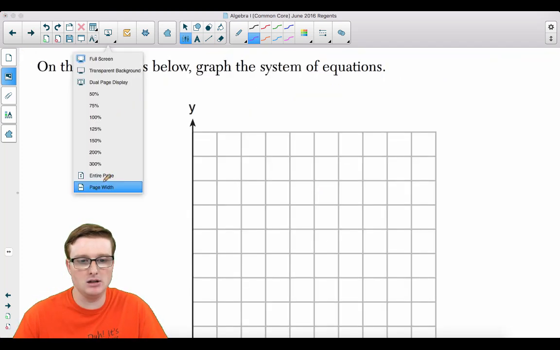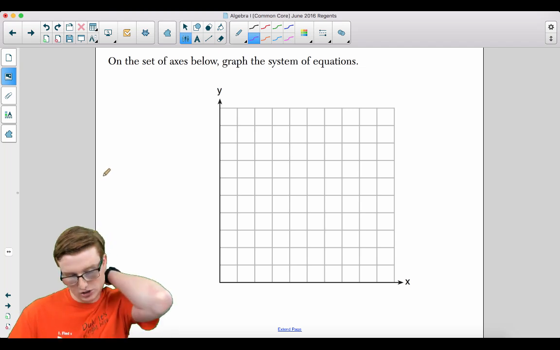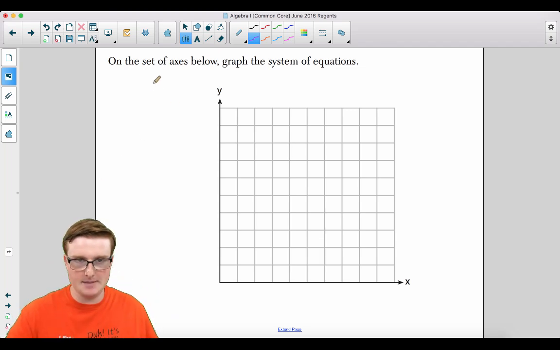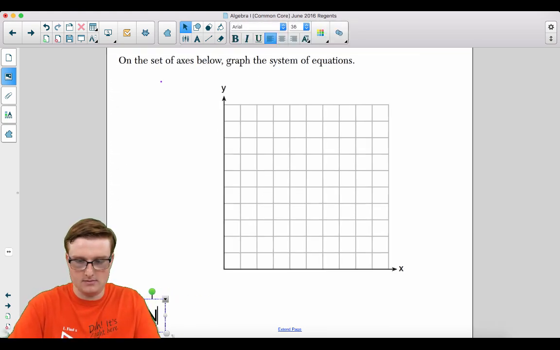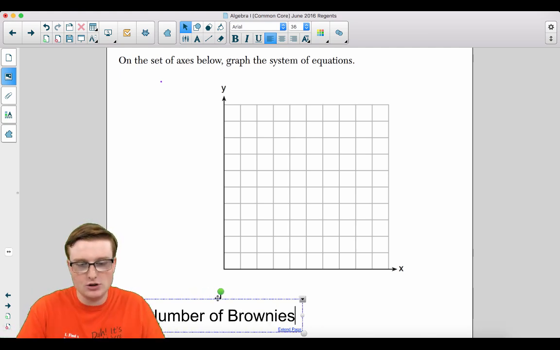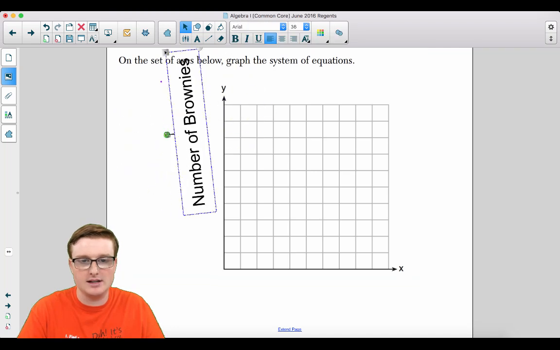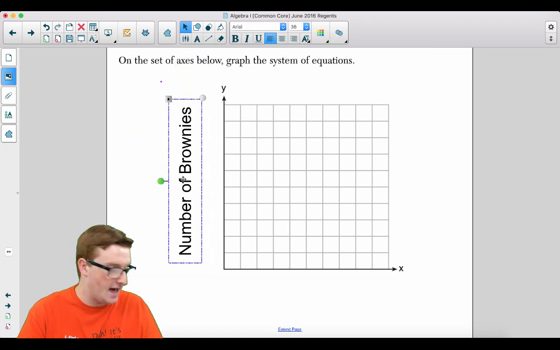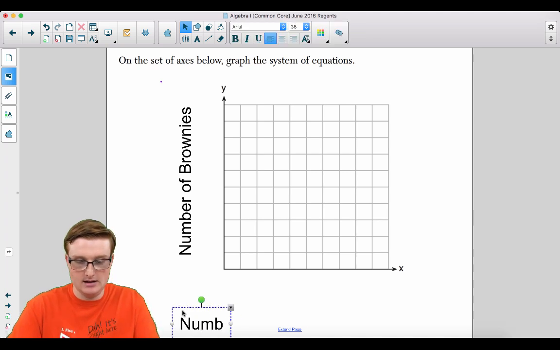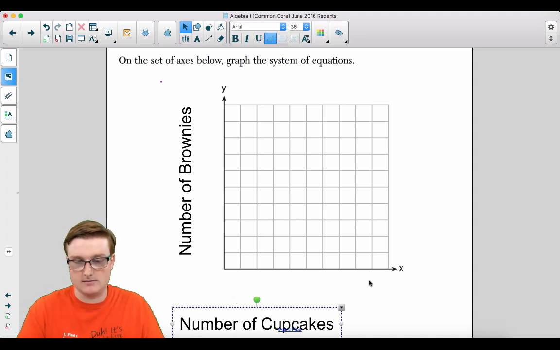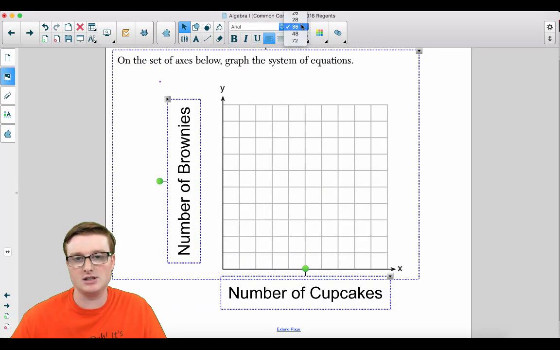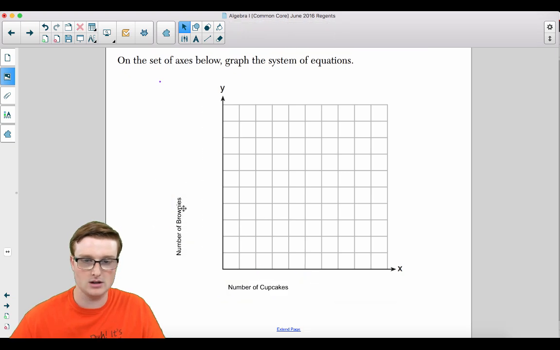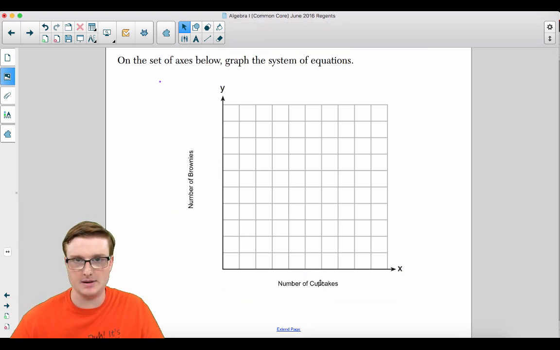Now it says on the set of axes below, graph the systems of equations. So on the left-hand side, I'm going to type it out. On the left-hand side, this is the number of brownies. It would be in your best interest to actually label this. You don't necessarily have to, but it's just to get in a good habit. And down here, this is the number of cupcakes. Okay. Number of brownies, number of cupcakes. I'm going to make that font a little bit smaller. Okay, so that's the number of brownies and the number of cupcakes.